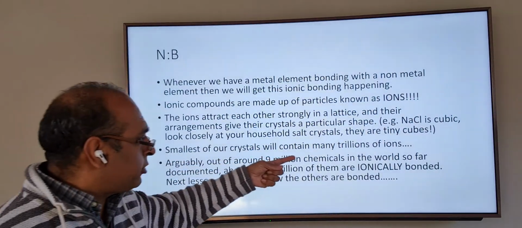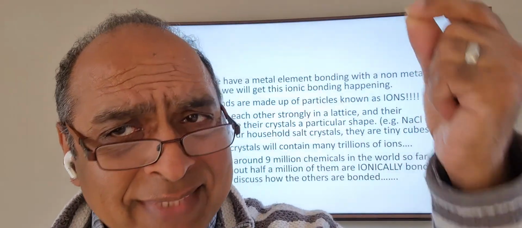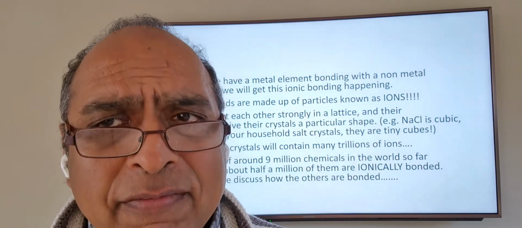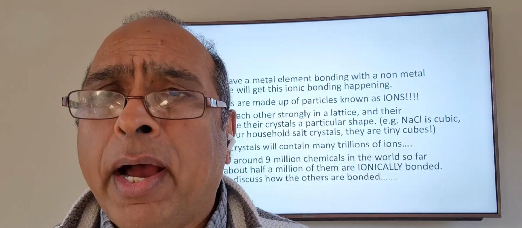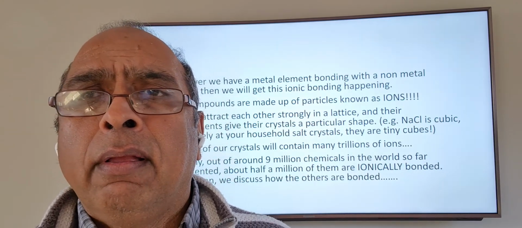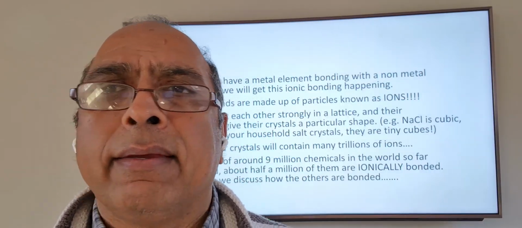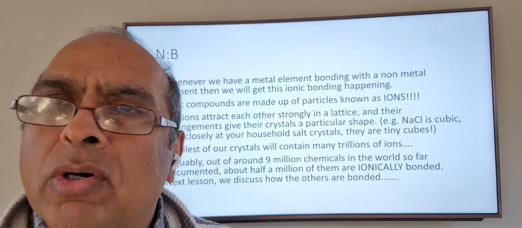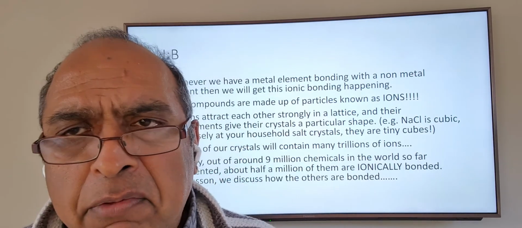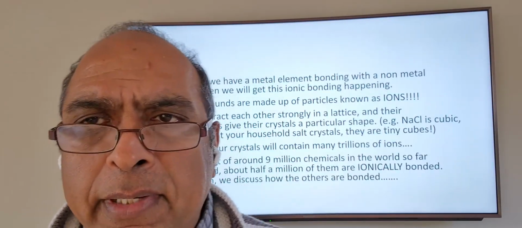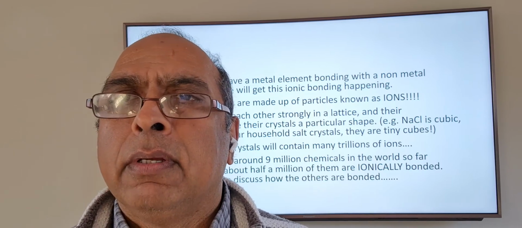The smallest of our crystals will contain trillions of ions. So atoms are tiny. Ions are therefore, similarly, tiny. They're of the order, in terms of size, that atoms are. And therefore, you will get trillions of them in the smallest speck. And they spread out in water. Arguably, if you think about 9 million chemicals documented, then how many of them are ionic? Well, about 500,000.